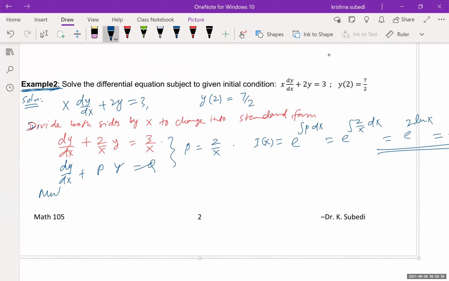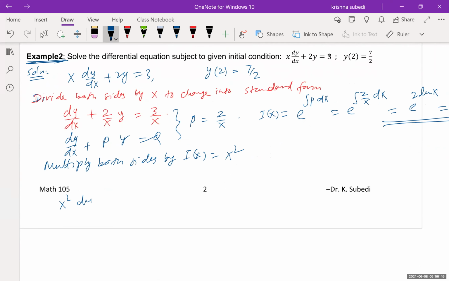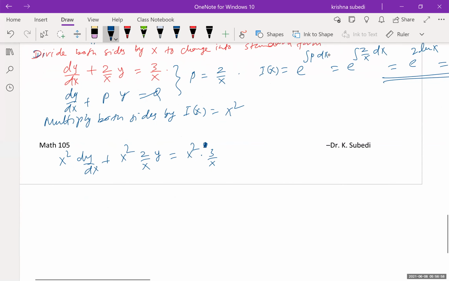So multiply both sides by the integrating factor, which is x squared. So you're going to get x squared dy over dx plus x squared times 2 over x times y equals x squared times 3 over x. And so the left hand side can be written as, you already know, it always works like this, d over dx of x squared times y, the integrating factor times y, equals, this is going to be 3x only.